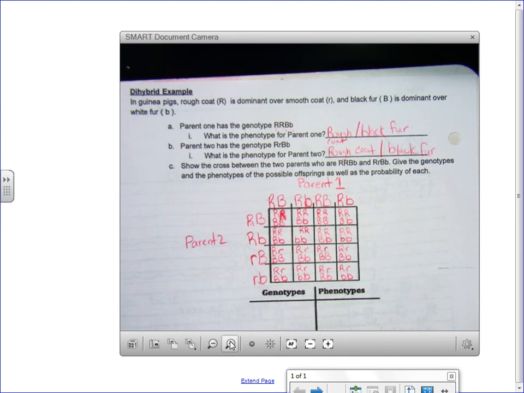Come see me in the morning. Why did you put the capital B first? You always put the dominant one first when you're coming up with the offspring. All right, quiet. I need to move on because we do have other stuff to finish so you can have enough notes for your homework.